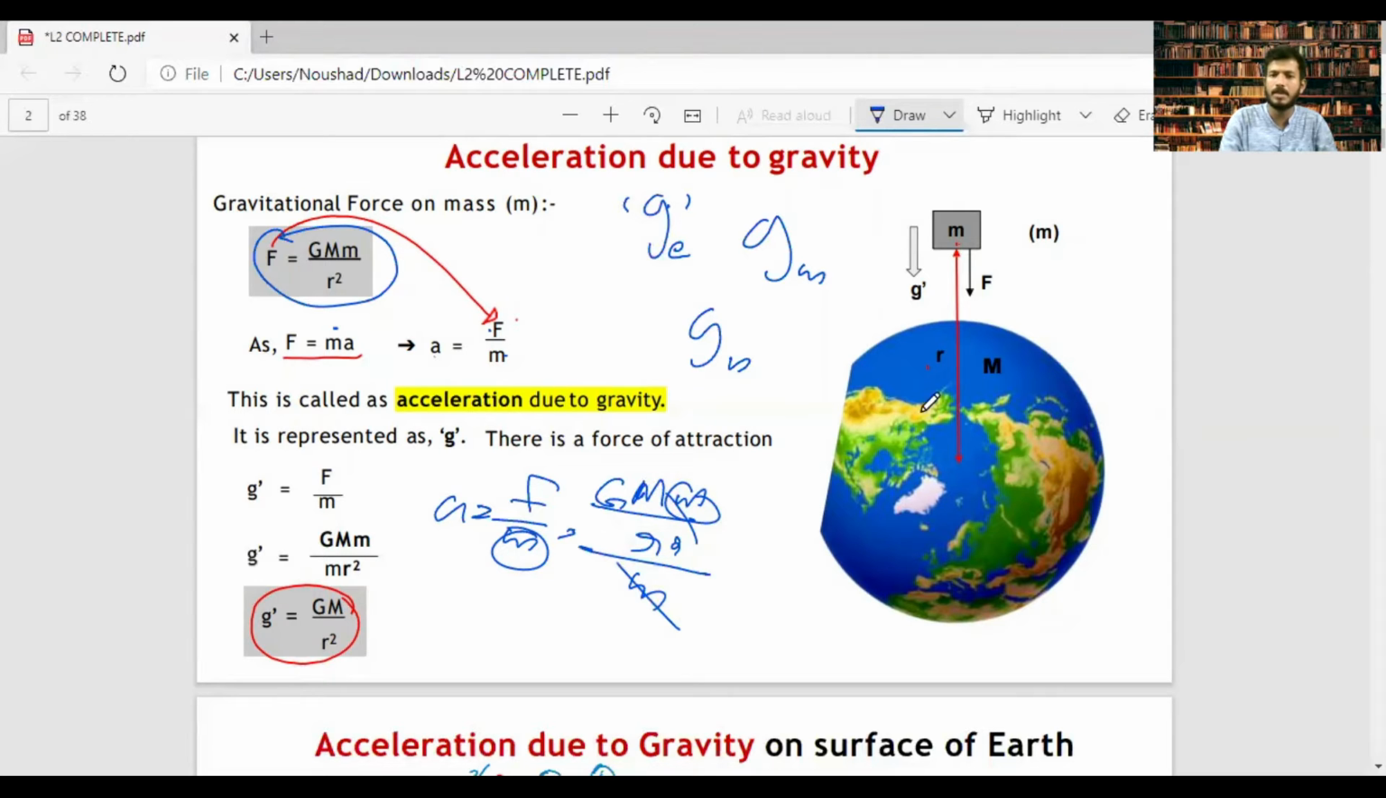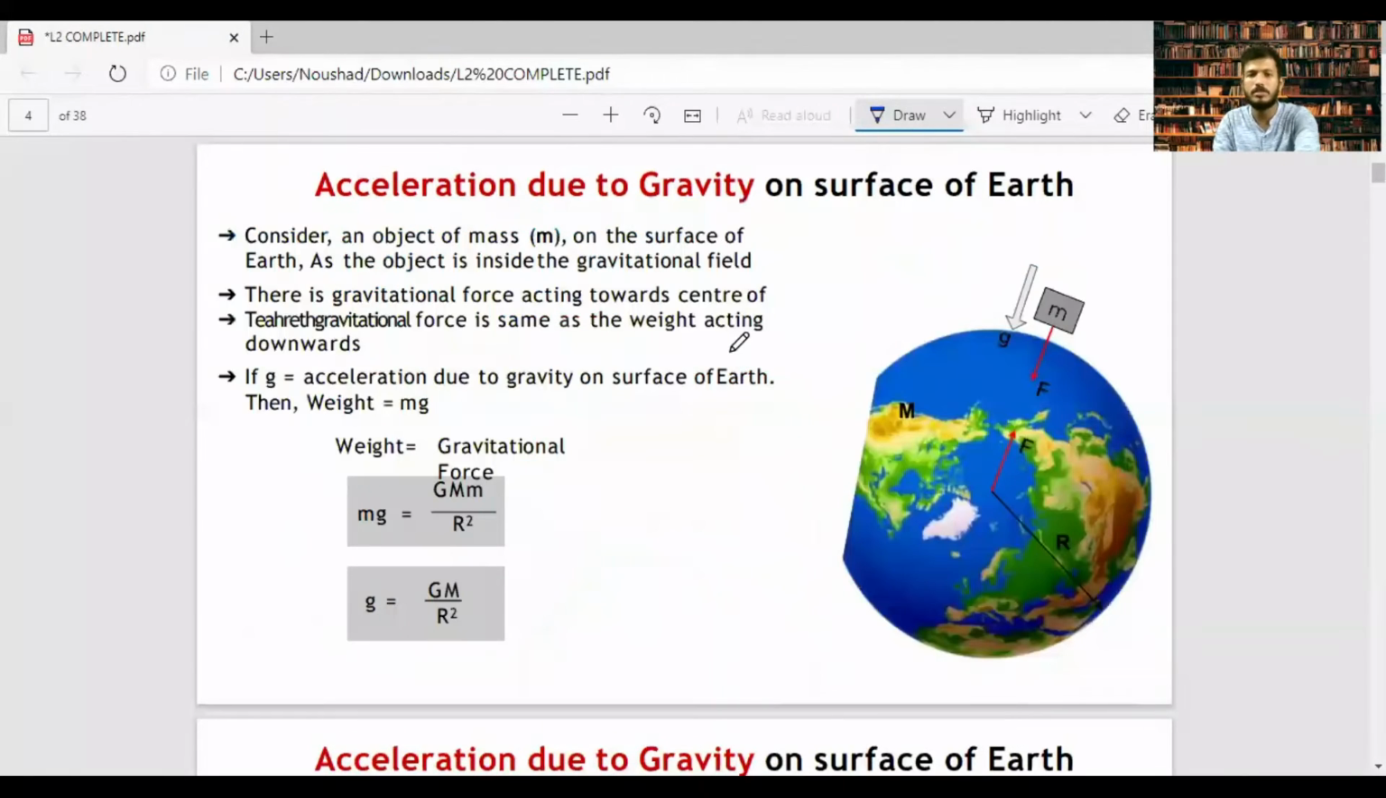This is capital letter M, that is, the mass of Earth. So Earth is attracting me. I am the body. My body mass is small m and Earth mass is capital letter M. The acceleration due to gravity for me is capital G times capital M divided by R square, where R is the distance from the center of Earth to the body. So g is equal to GM by R square. Okay, so g equal to GM by R square is a very, very important equation in this chapter.